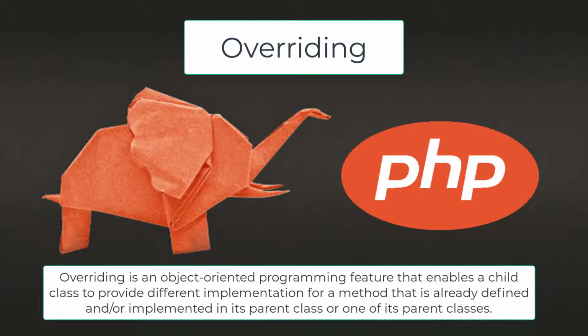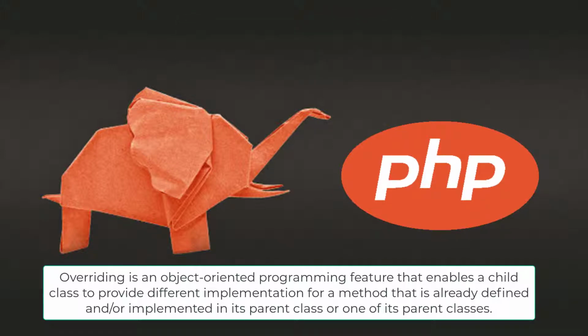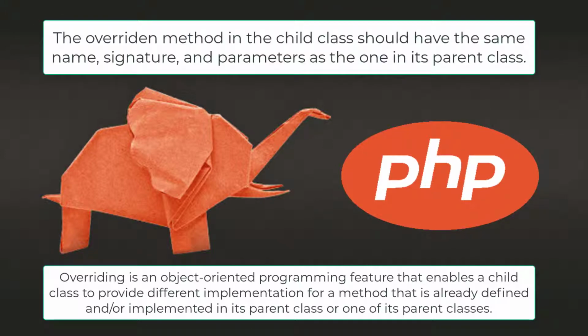Overriding is an object-oriented programming feature that enables a child class to provide a different implementation for a method that is already defined and/or implemented in its parent class or one of its parent classes. The overridden method in the child class should have the same name, signature, and parameters as the one in its parent class.